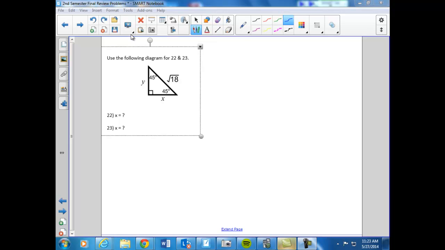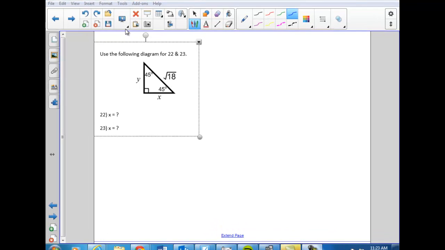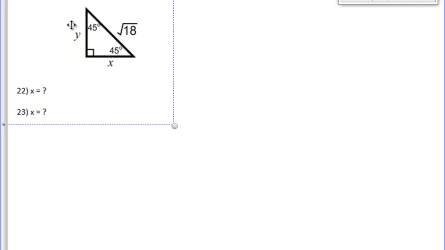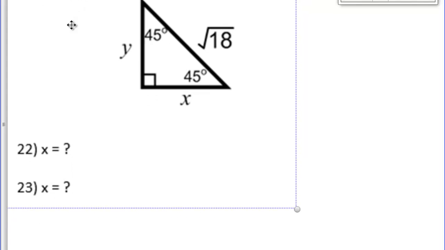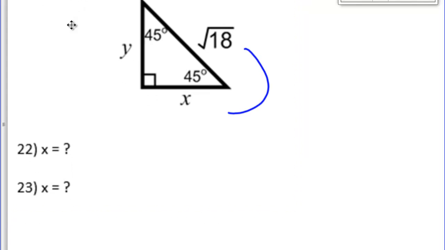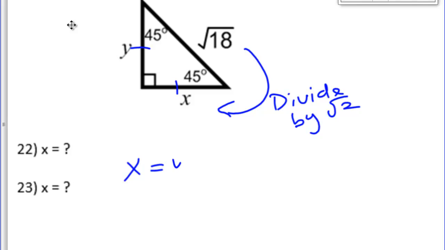Okay, so these problems are similar to the one before, but now I'm given the hypotenuse, and I need to find the legs of the triangle. Recall, as I said in the previous problem, to find the legs given the hypotenuse, you just divide by radical 2. Because it's a 45-45 triangle, x and y are the same, so x equals y, which equals the hypotenuse divided by radical 2.